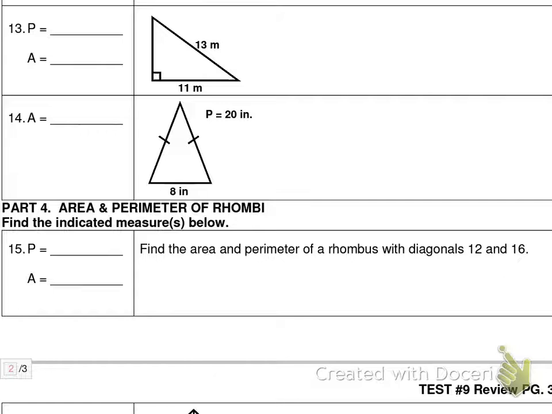Number 13. So this one, remember, if it's a right triangle and it gives us 2 sides, then we can always use the Pythagorean theorem, okay? So we can't assume that it's a 30, 60, 90 triangle or a 45, 45 triangle.